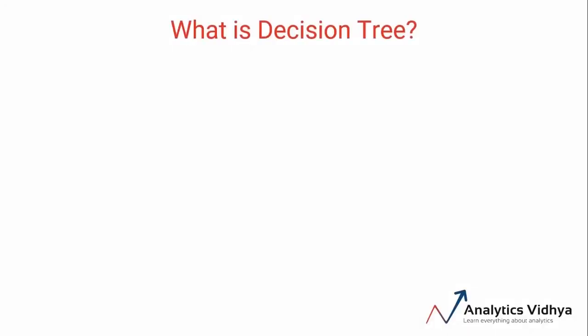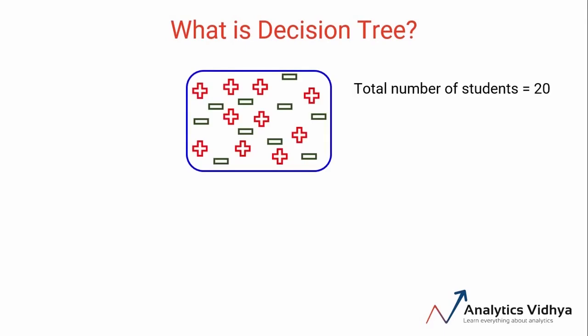Let's say we have data of 20 students, out of which 10 play cricket, whereas 10 do not. The red plus signs here, as you can see, represent that a student does play cricket, and the green negative ones that you're seeing in this box represent that these people do not play cricket.